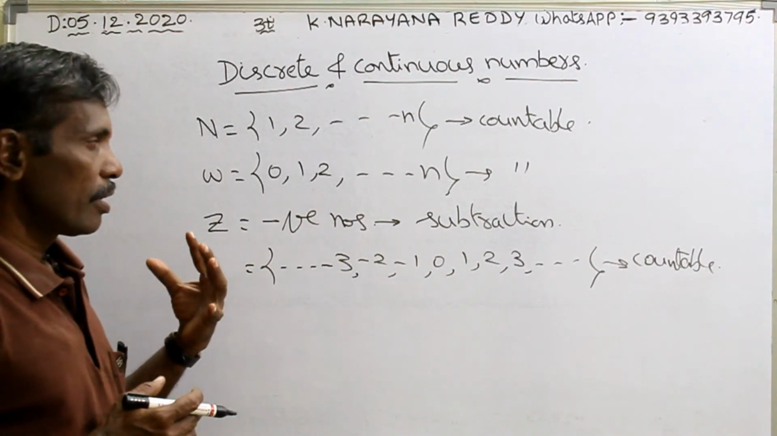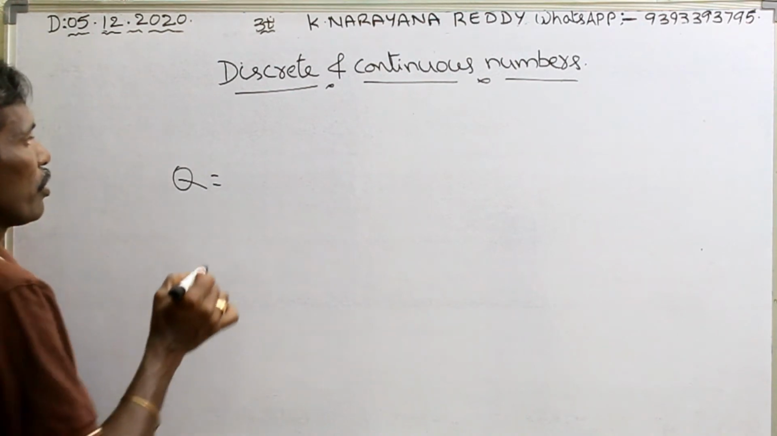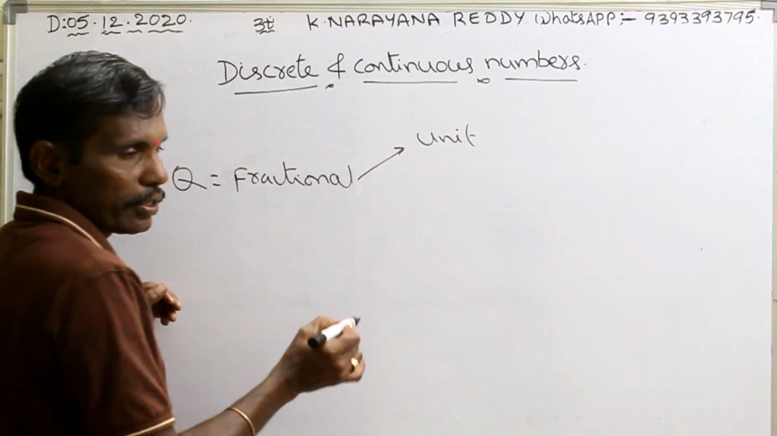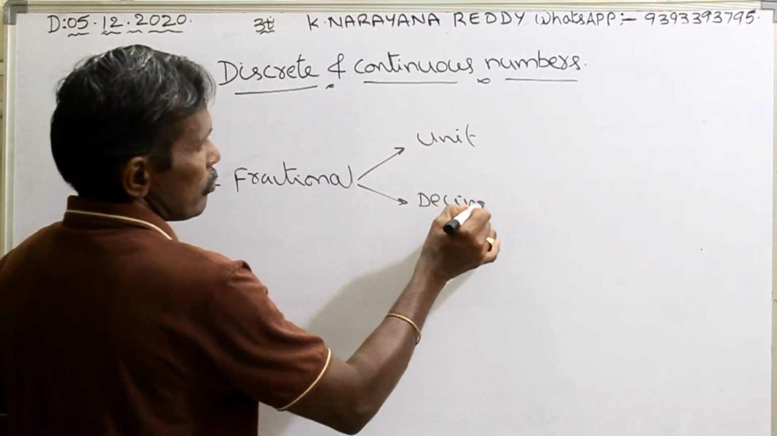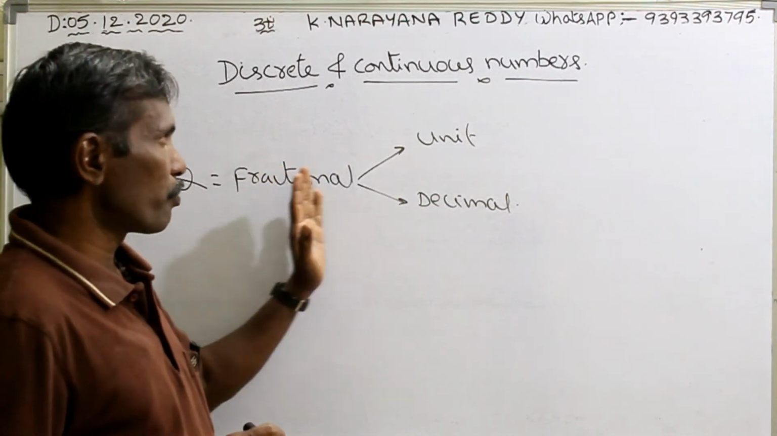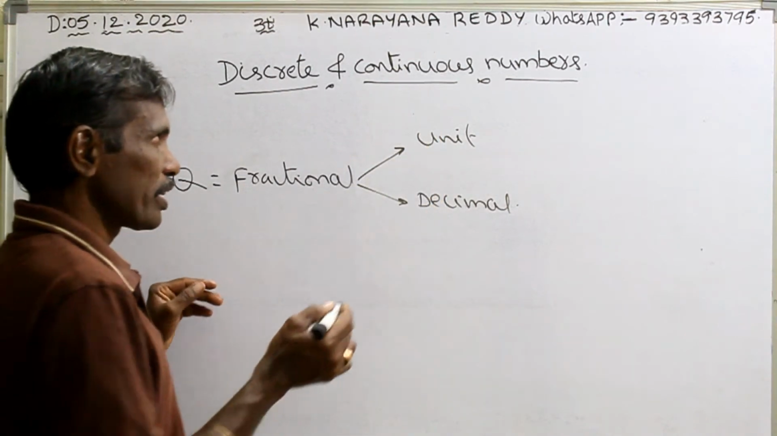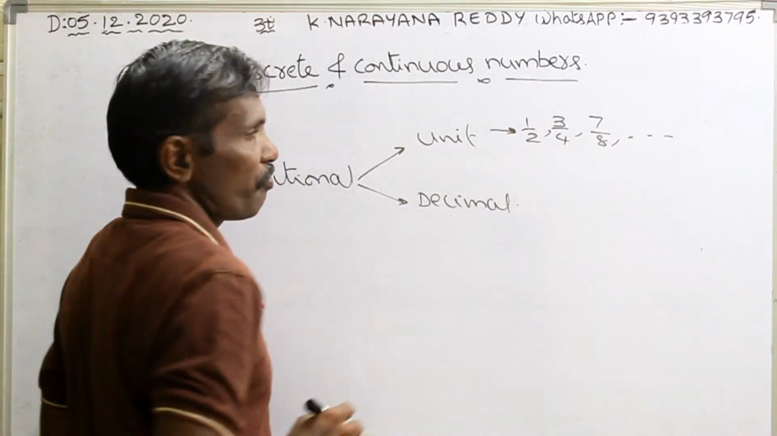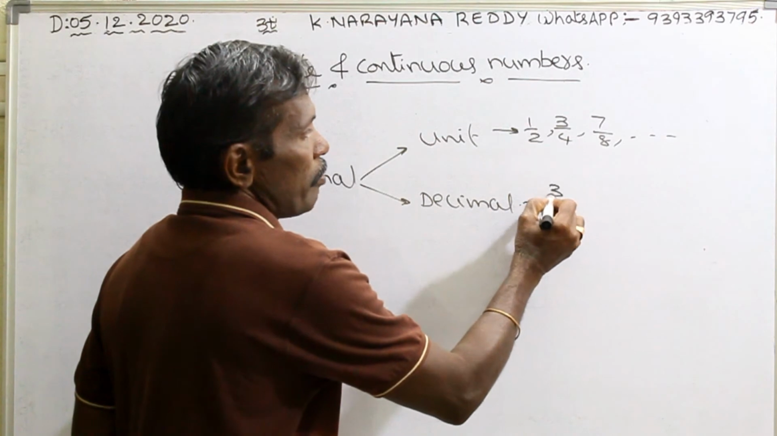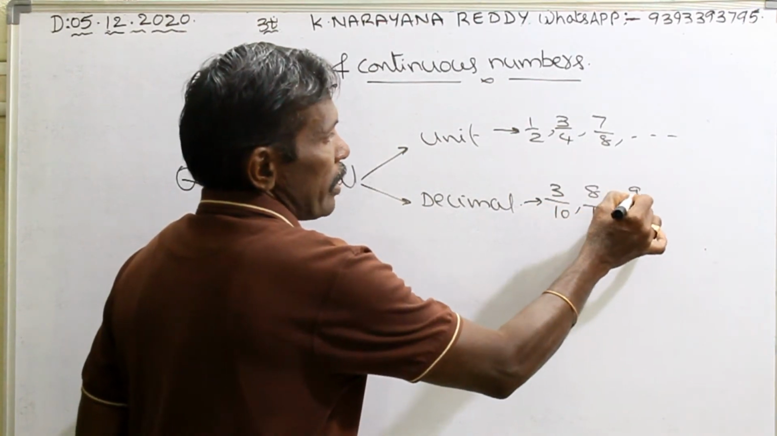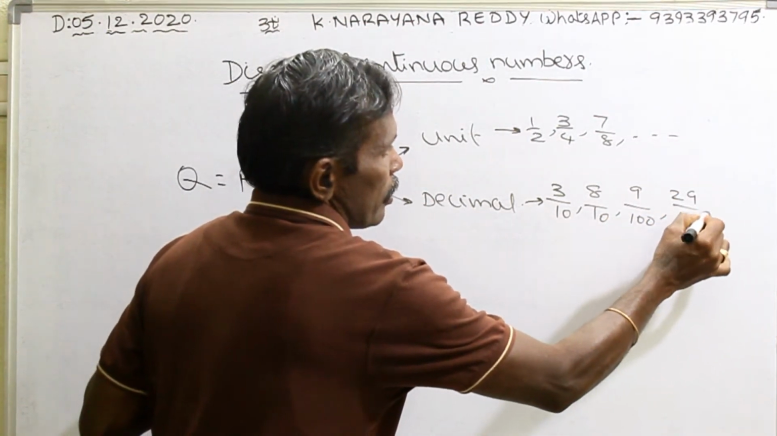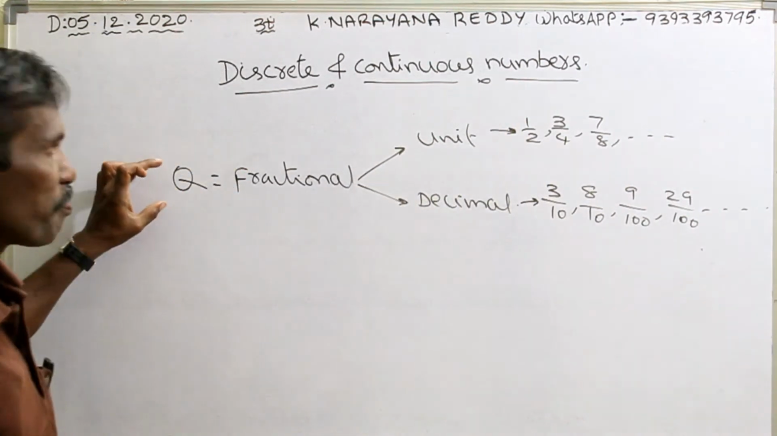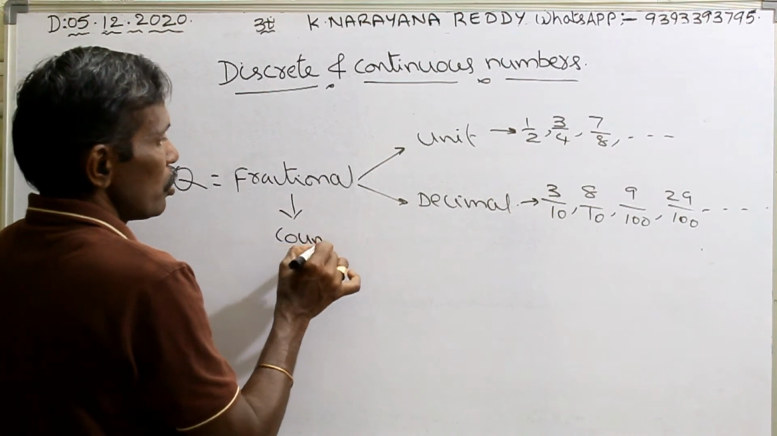Next one is rational numbers, Q. These numbers can also be called fractional numbers. These are of two types. Number one is unit, number two is decimal. Unit fractions are, for example, 1 by 2, 3 by 4, 7 by 8. Decimal fractions are 3 by 10, 8 by 10, 9 by 100, 29 by 100, that is 0.3, 0.8, 0.09, and so on. These are also countable.